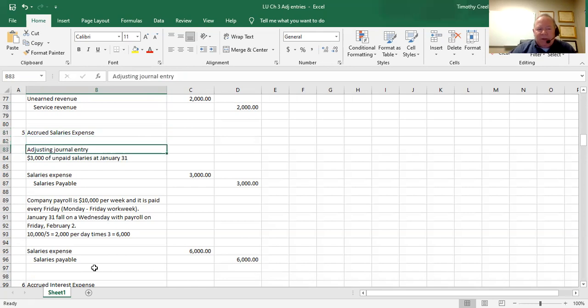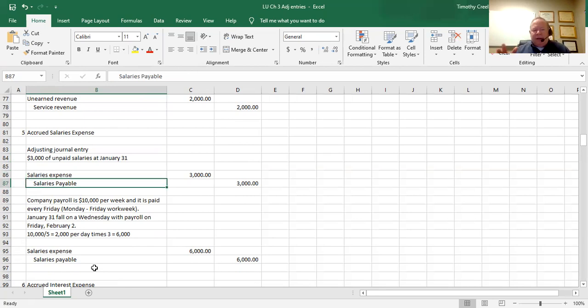Now, the adjusting journal entry might come to you in two ways. So I'm going to do a couple of examples of how it might come to you. One might be you're simply told how much unpaid salaries are out there at the end of the month. So let's say, for example, a company has $3,000 of unpaid salaries at January 31st. The employees have worked, but they're not going to be paid till sometime in early February. So your adjusting entry would be you would debit salaries expense for that 3,000 and you would credit salaries payable.